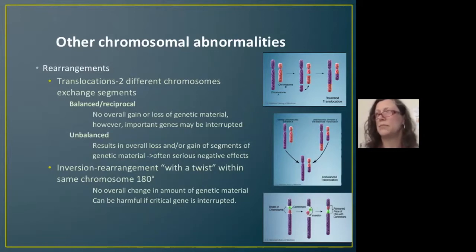Because sometimes these parents, one parent is carrying a balanced translocation, but when they go through the reproductive process, the combination produces an unbalanced offspring. Sometimes they're viable. They just have that abnormality. Sometimes, if it hits in the wrong gene, they just have a recurrent pregnancy loss.